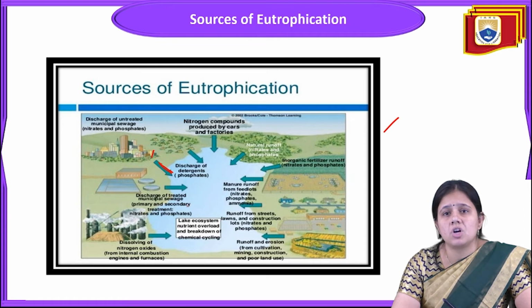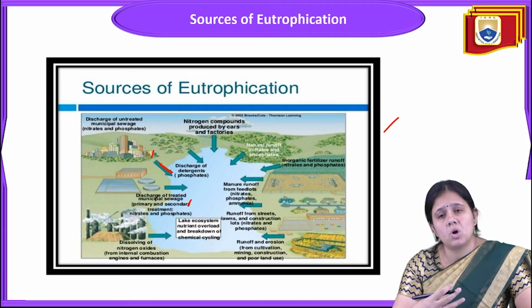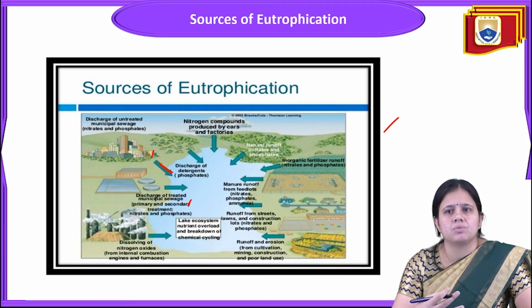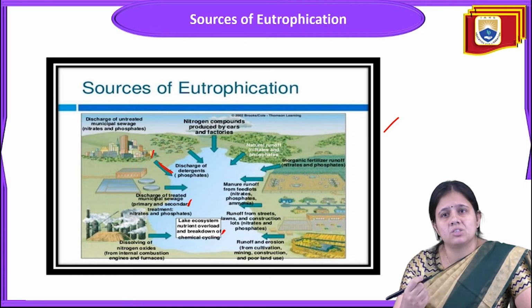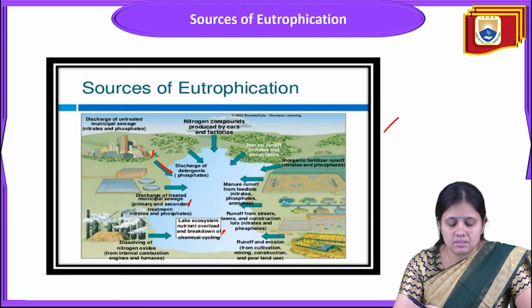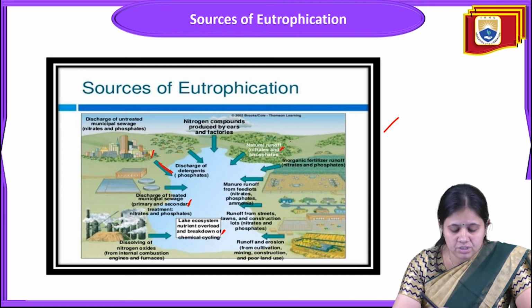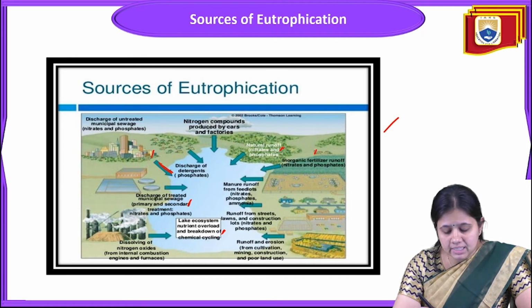And next is the discharge of treated municipality sewage, that is primary and secondary treatment is there, so that is also rich in nitrogen and phosphate. Next is the lake ecosystem nutrient overload and breakdown of chemical cycling. So due to overload or breakdown of chemical cycling, it is also coming. It is a natural runoff, nitrate and phosphorus is there. Inorganic fertilizer runoff, again nitrate and phosphorus is there.